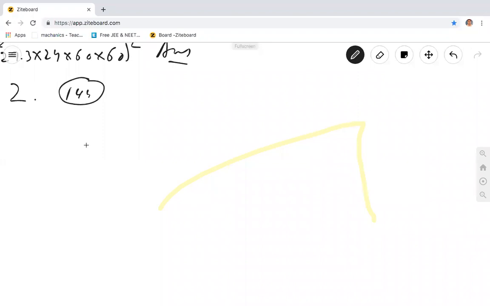Okay. Question is, find the acceleration of a particle placed on the surface of the Earth at the equator due to the Earth's rotation. Diameter of the Earth is given to be 12800 kilometers and takes 24 hours to complete one revolution about the axis. See, it is Earth.